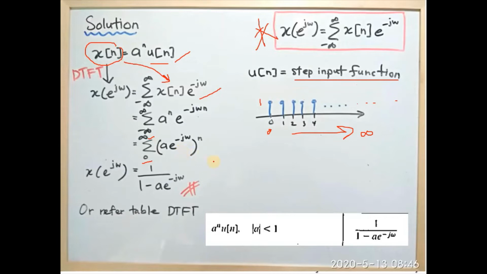Based on this, write it out and get the summation value. Then you will get 1 over 1 minus a e^(-jω). Or you may refer to the discrete time Fourier transform table. If you look at the table, given a^n u[n], you will get the equation similar to this one. So basically this is a proof for the equation of a^n u[n].